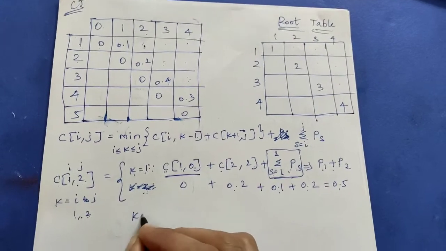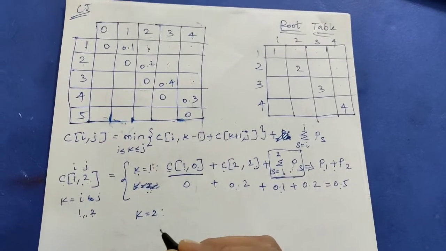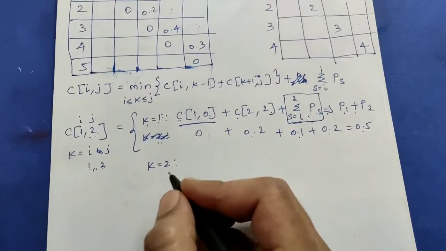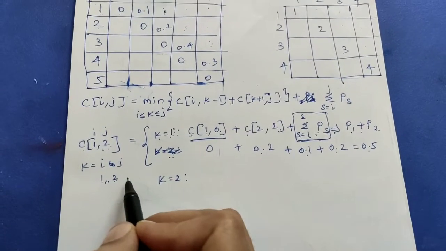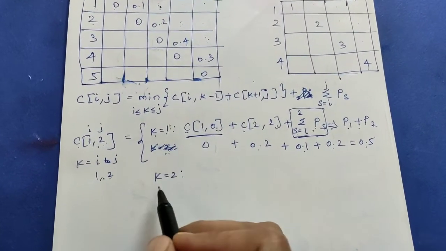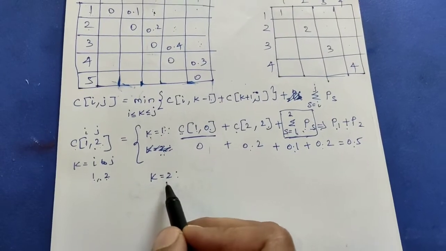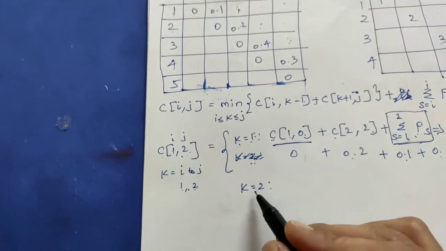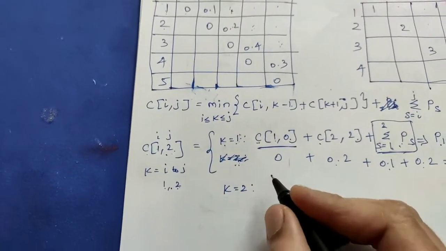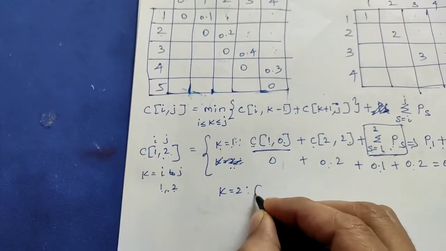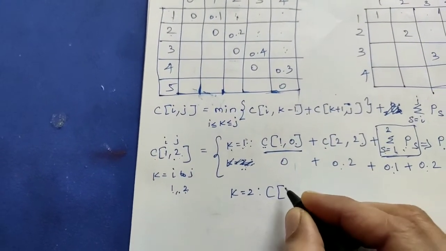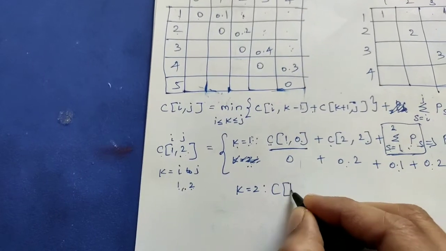Now the same thing I am going to process for k equal to 2, because k ranges from 1 to 2. I have processed for k equal to 1, and I have to process for k equal to 2. When k is equal to 2, let us apply this formula, that is C of, the i value is 1.